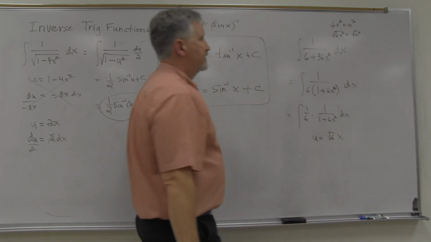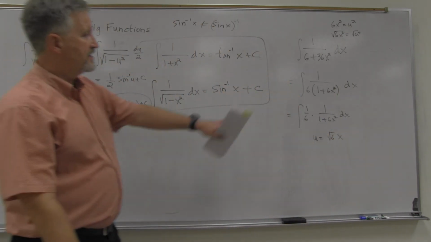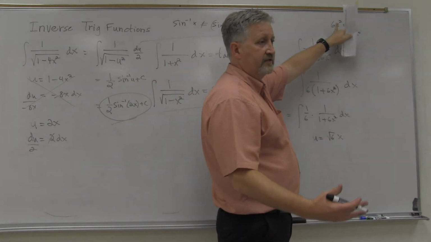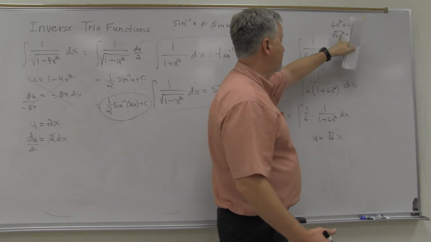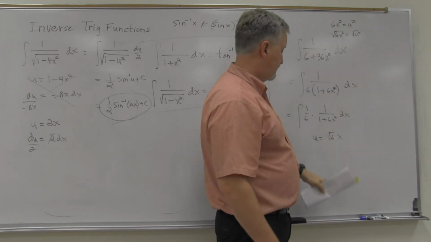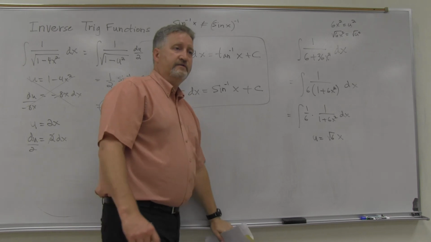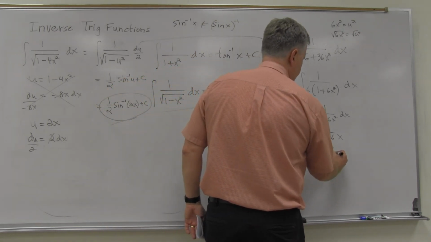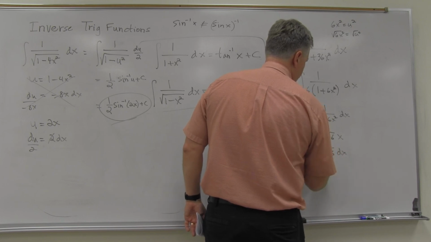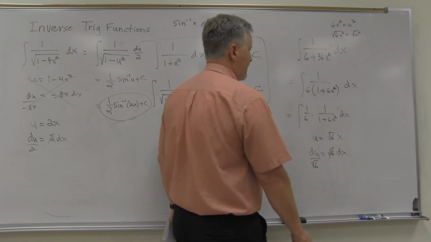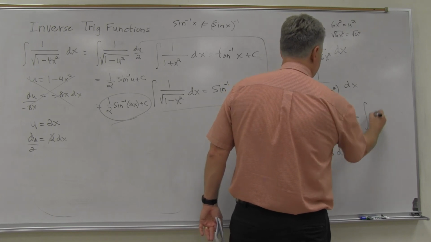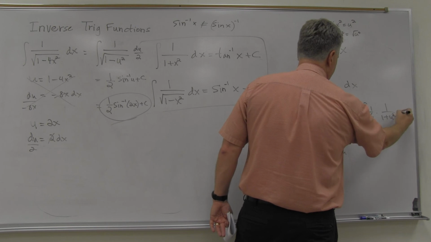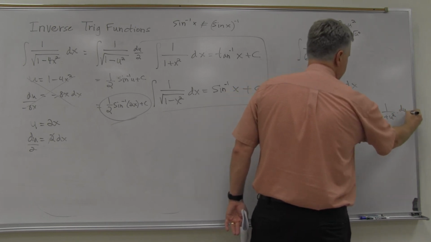So we need this to be u squared, so you need to say 6x squared needs to be u squared. That makes u, just square rooting both things, the square root of 6 times x. So that would make du the square root of 6 times dx, so du over the square root of 6 is going to be my dx. So 1/6 times 1 over 1 plus u squared, and then du over the square root of 6.